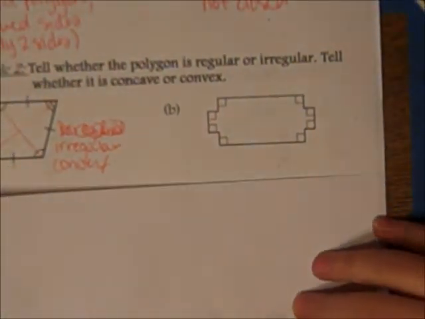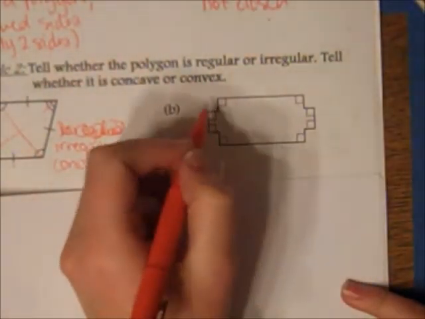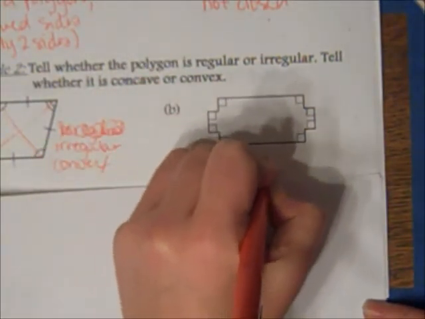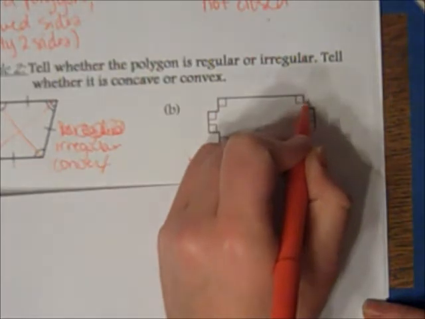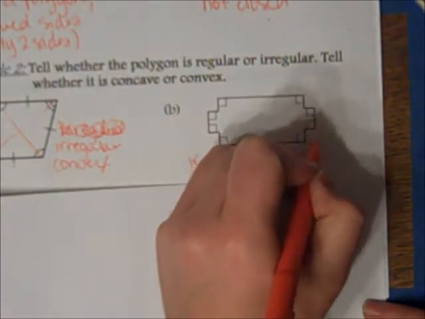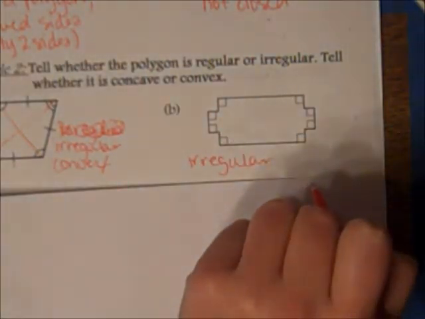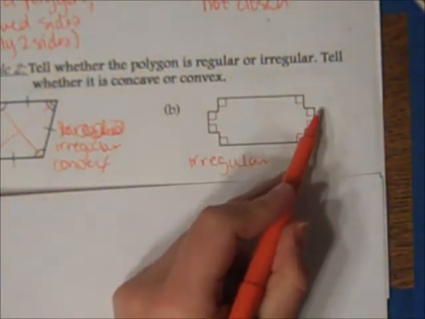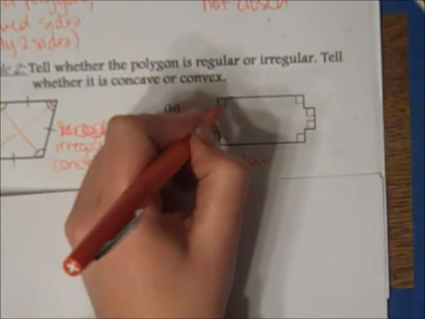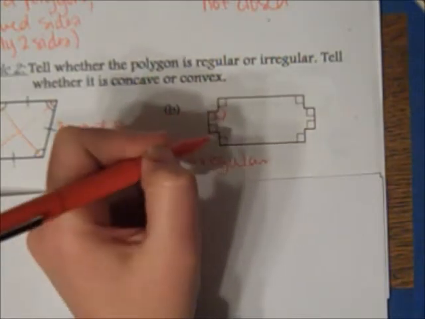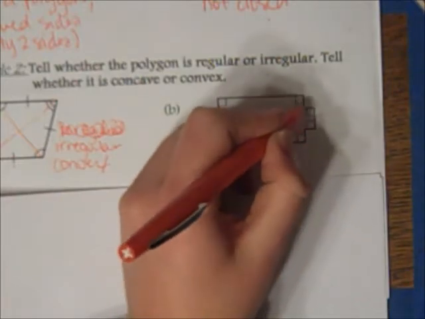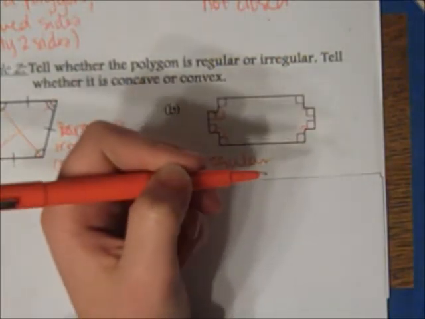Okay, B, this one is also going to be irregular because this is a very long side, this is a short side, and this is a medium side. So it's not equilateral. It is not even equiangular. It looks like it is because they marked all these right angles, but look at this guy. He's an angle inside the triangle, and he's a big guy. He's bigger than 180. So this is not going to make it regular.